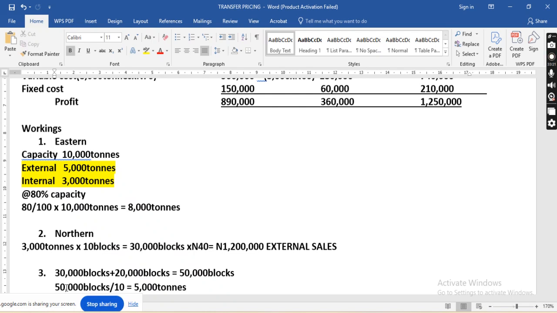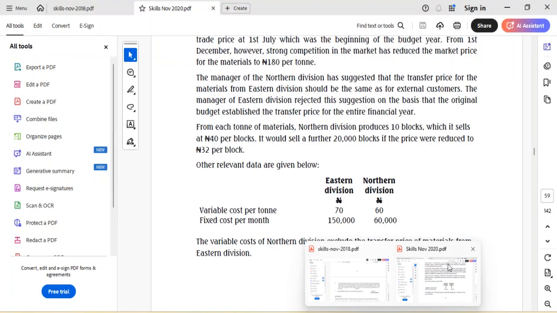They will need 5,000 tons from where? From the selling division. Is that not so? Now, this 5,000 tons, at what selling price?